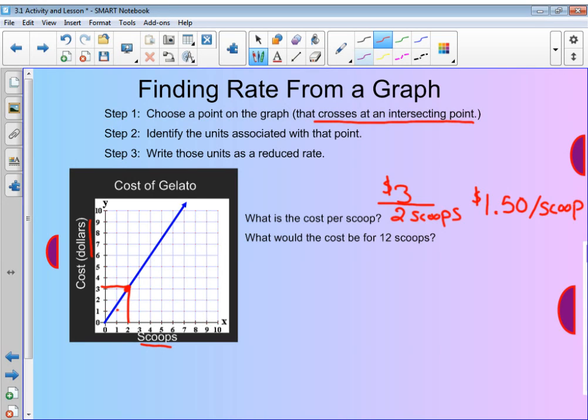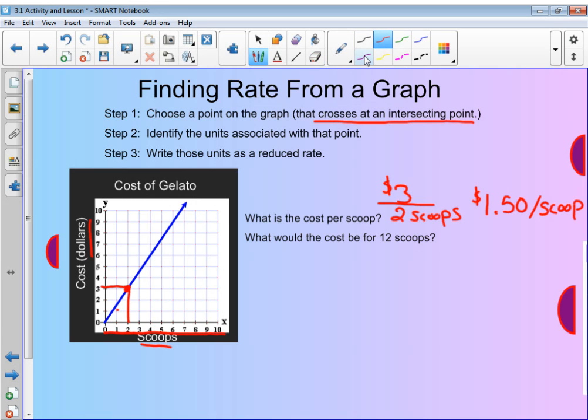Okay, the next question says, what would the cost be for 12 scoops? If I look at my grid, if I look across here, it only goes out to 10. And you can see my line isn't even crossing at 10. It would have to come clear up here for me to be able to see where it crosses. So now I'm going to have to use my information from number 1 to decide that.